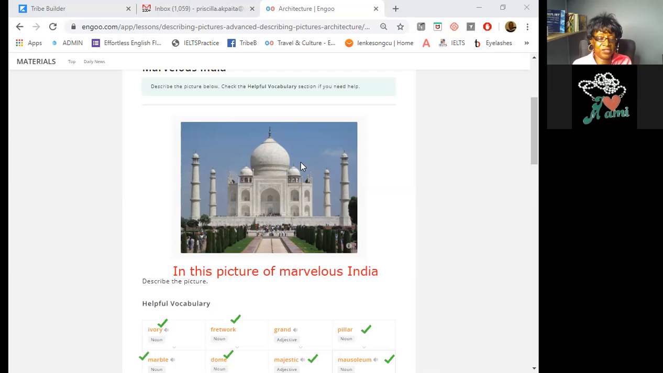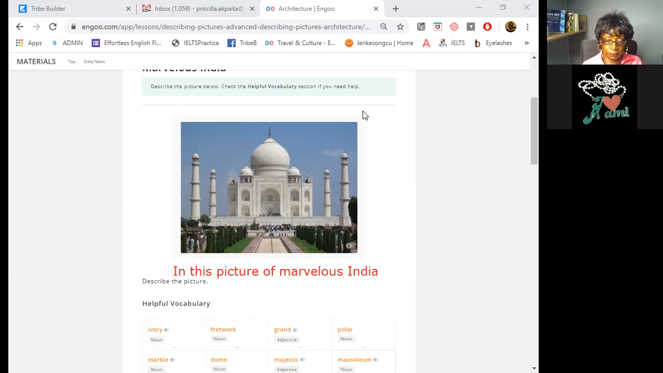Did you understand what I said? Okay, I'd like for you to do the same. I will just click the words as you speak them. You can use maybe 3 or 4 of the words because I want you to be able to do this in perfect form. You may begin when you're ready. You will start by saying, in this picture of marvelous India.